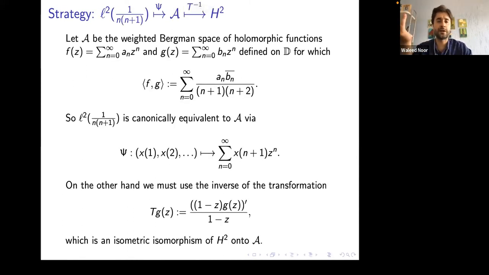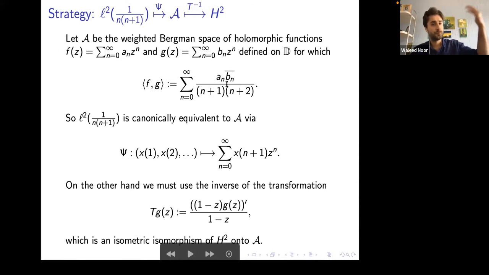So the basic strategy is the following. First of all, the L2 space where the Duarte criterion lies is to be transferred to a particular weighted Bergman space. This is another space of holomorphic functions whose inner product is very similar in form to the weighted L2 space. In fact, it's identical. So we can naturally move any periodic sequence, for example, from our characterization and put the coefficients as the coefficients of a power series.